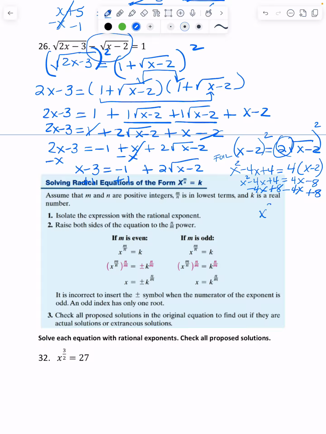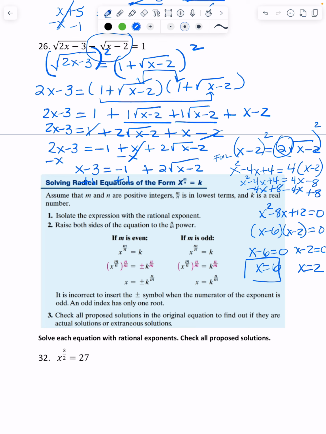So we get x squared minus 8x plus 12 equals 0, which is an easy trinomial that's factored into x minus 6, x minus 2. So my two potential answers are 6 and 2. 6 is going to work in that problem if you plug it back in. 2 is not. It gives you a statement that is not true.